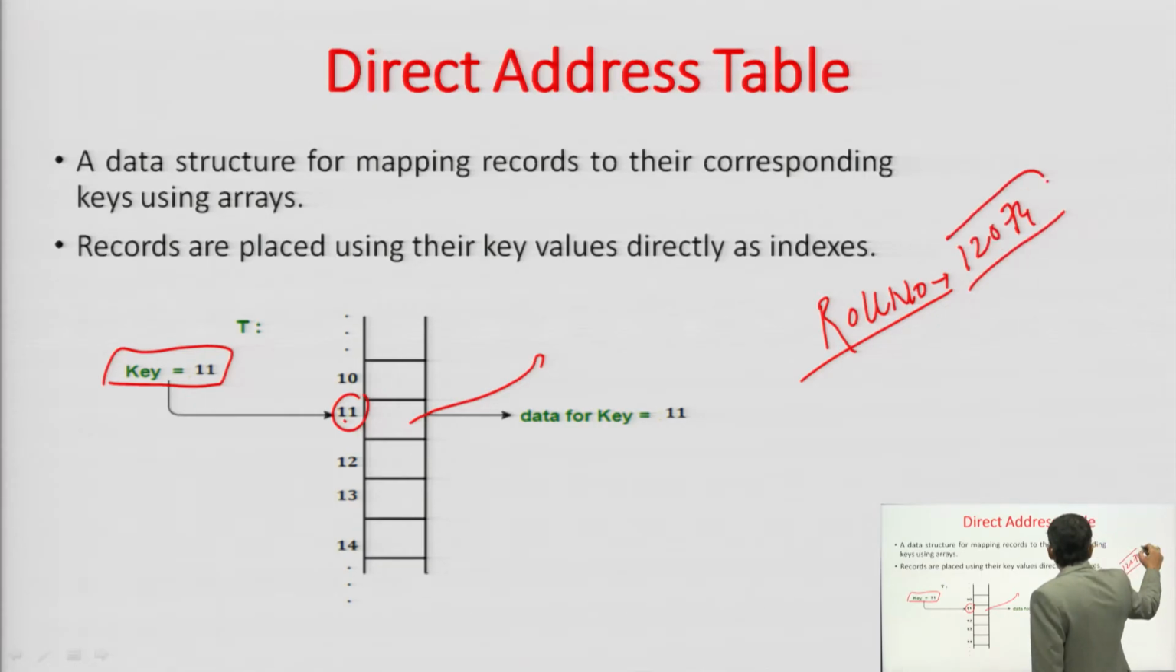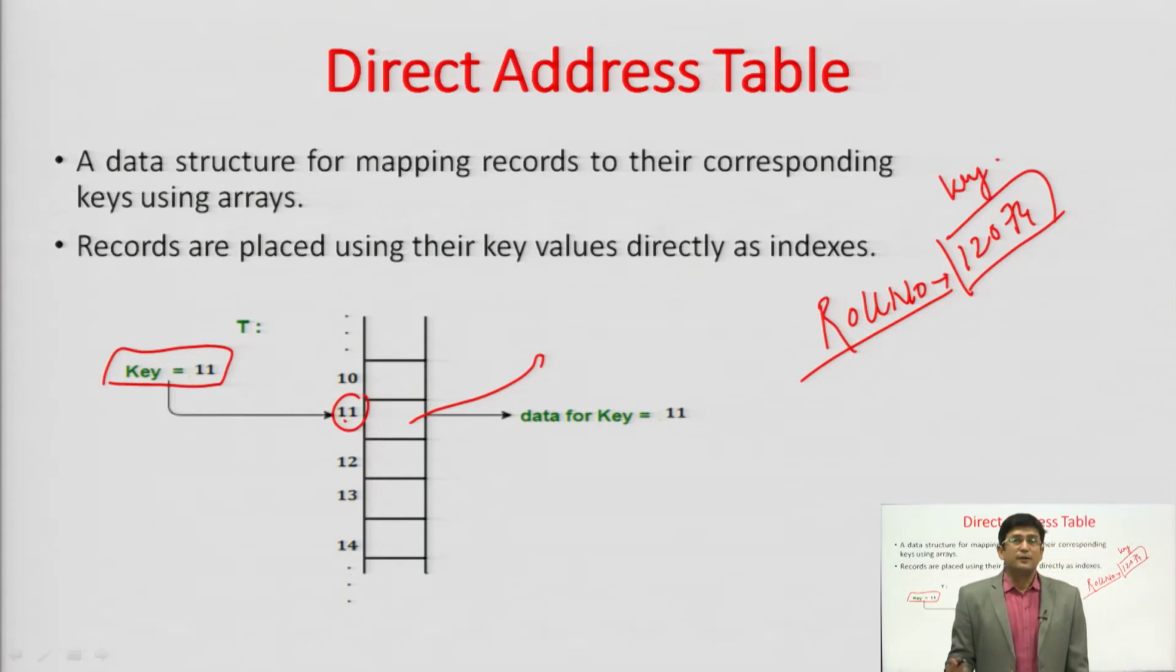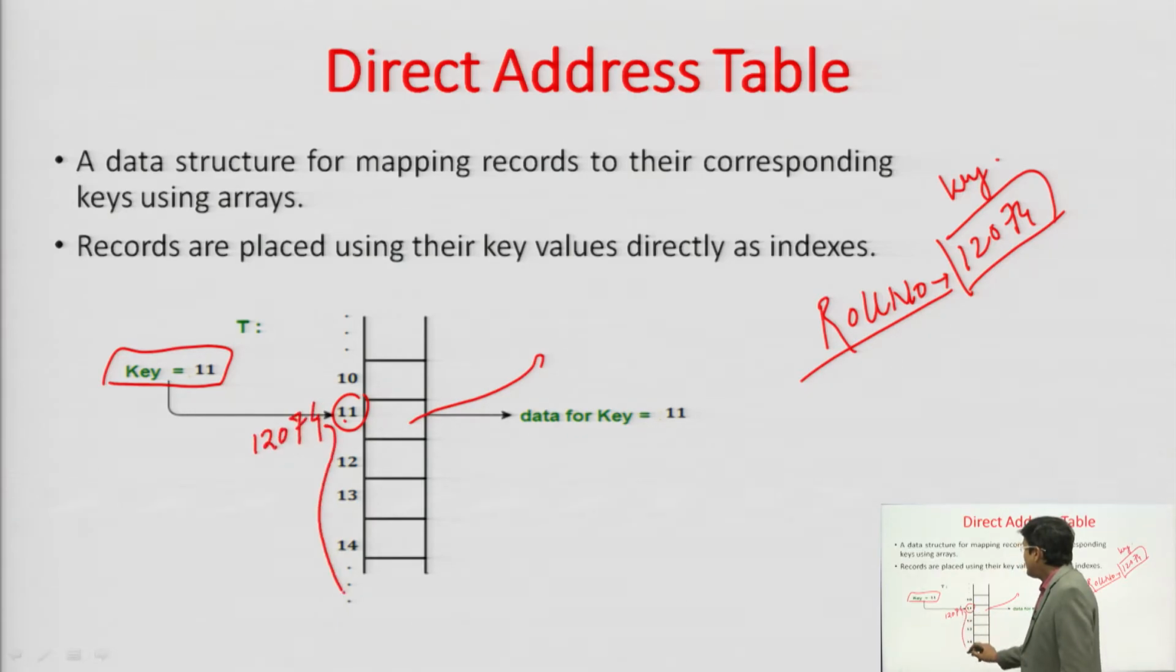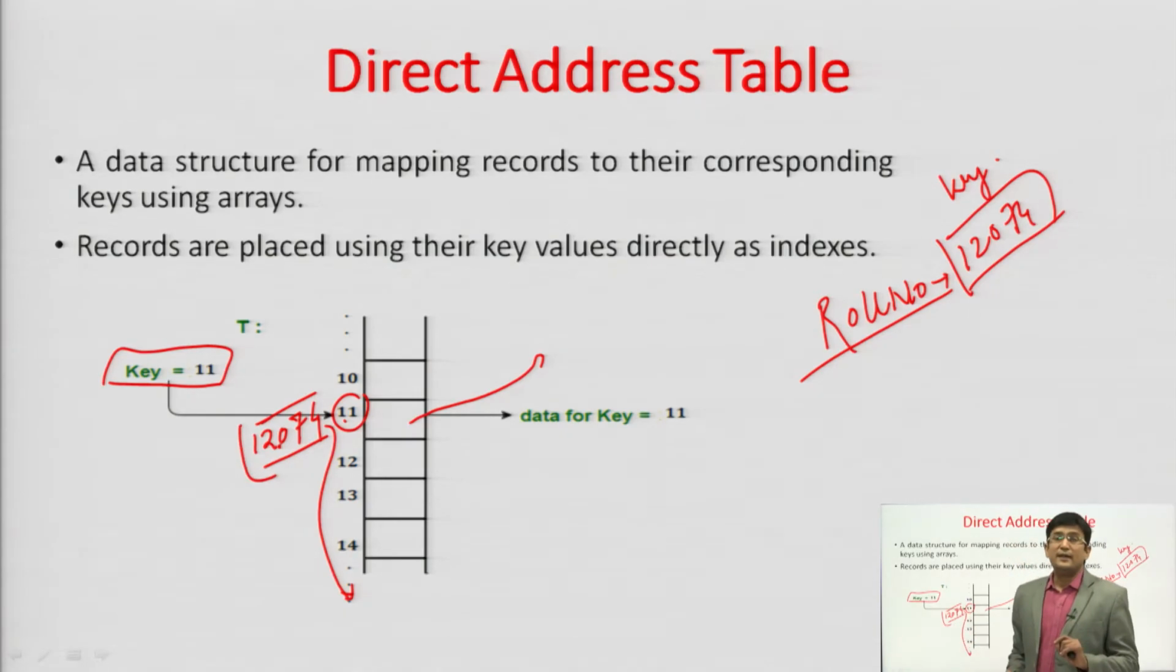So 12074 is a roll number which is a key value. In case we want many information related to a student who has a roll number 12074, then in the direct address table the data item related to 12074 will be stored at some location or some index 12074 itself. तो आपको केवल इस एरे में या इस टेबल में 12074 इंडेक्स पे जाना है और वहां से आप सारी इंफॉर्मेशन को फेच कर लेंगे.